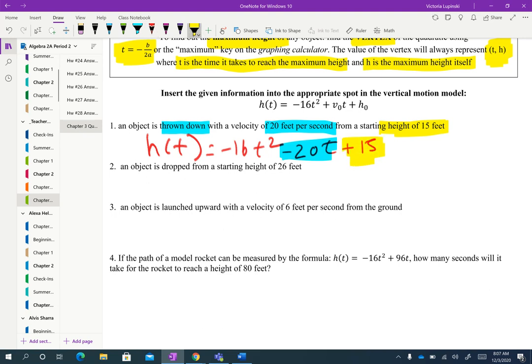in the back. So again, it's always h of t equals negative 16t squared. The initial velocity goes in the middle, negative because you're throwing it down, and then the start height goes in the back, 15 because that's where the problem is starting.